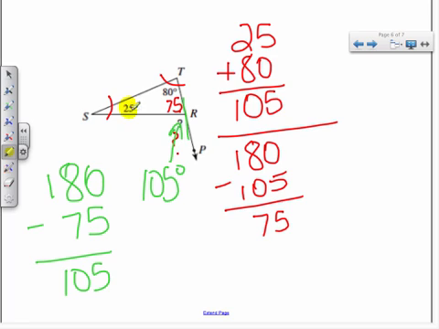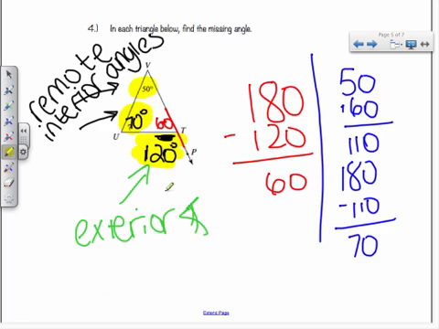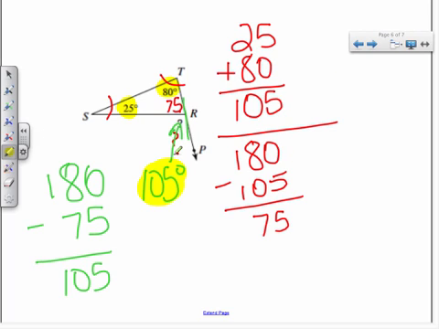Again, please notice something from this interior angle and this interior angle. Remember, these are the remote interior angles, and this exterior angle here, and you should notice a relationship. And that relationship is that the two remote interior angles add up to the exterior angle. Let's look at the previous example. 50 plus 70 adds up to 120, so it is true. The sum of the two remote interior angles is equal to the exterior angle.